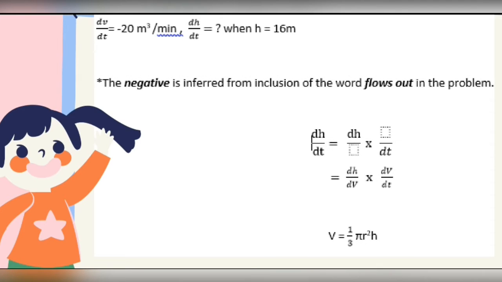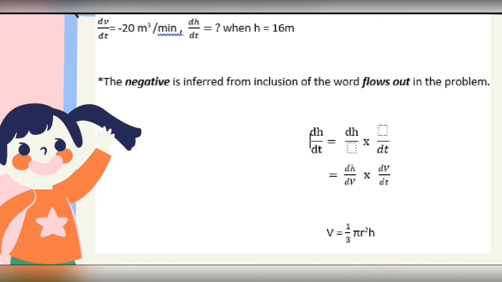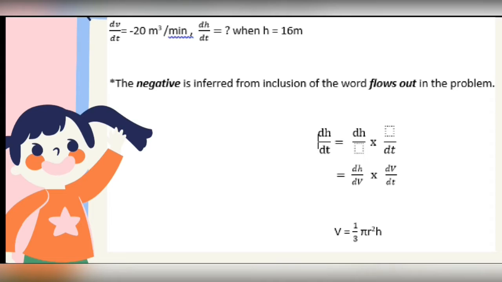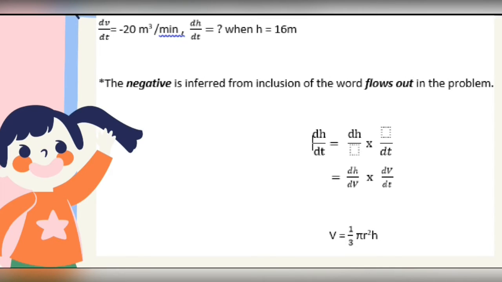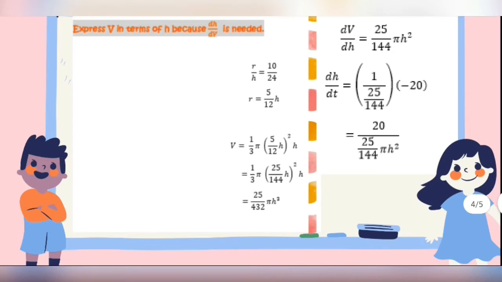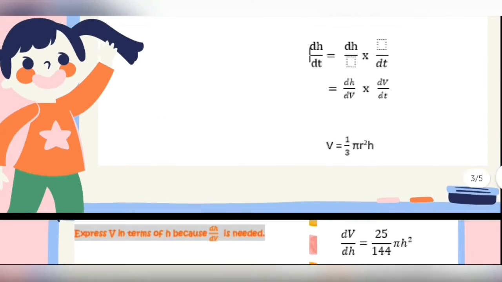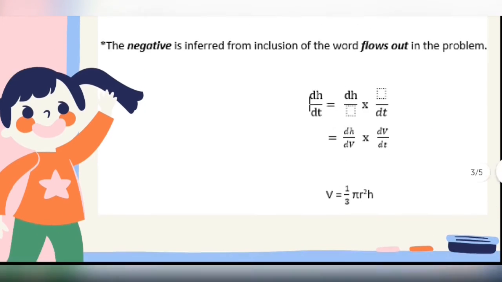So dh/dt equals dh/d(unknown) times d(unknown)/dt. It will become dh/dV times dV/dt, since the only information that we got from the question is volume. The important thing that we need to know in this case is the formula of the volume of a cone, which is 1/3 pi r squared h. So as the first step, we need to express V in terms of h because dh/dV is needed, as you can see in the previous slide.